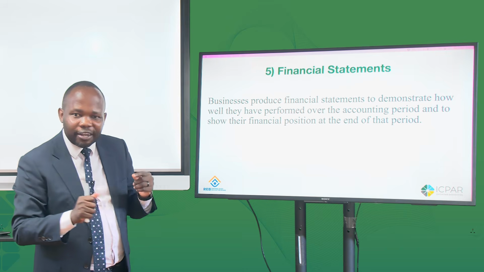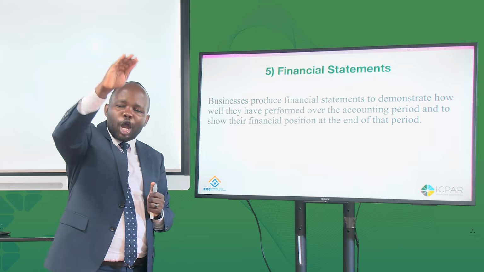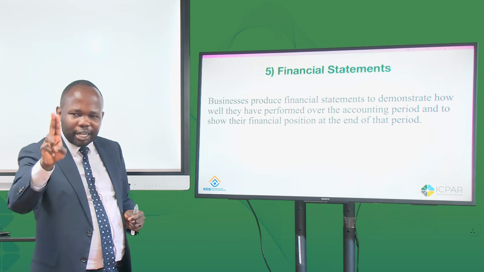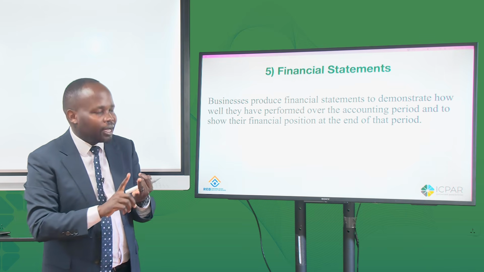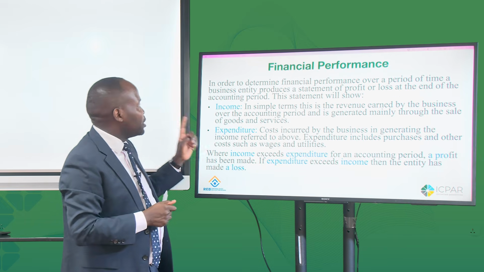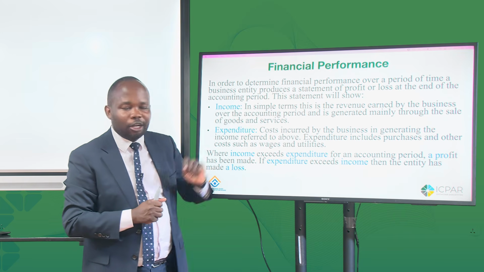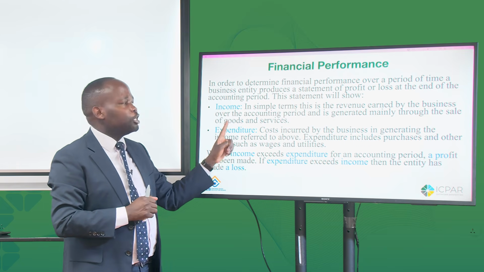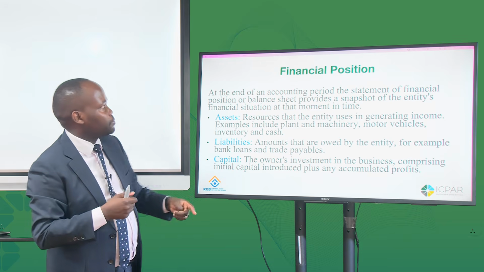Finally, there is what we call preparation of financial statements. From the trial balance, the results of the trial balance will lead us to preparation of financial statements. There are two financial statements you need to know how to prepare. Number one, statement of financial position, and number two, statement of profit or loss. We normally start with statement of profit or loss, which shows the financial performance. In this, you need to know what are your incomes, what are your expenses. It shows your income and expenses. We had already defined these two in the previous unit.